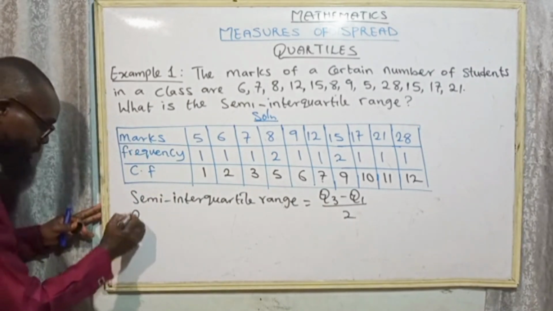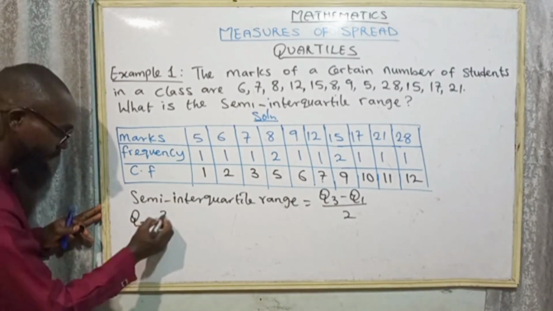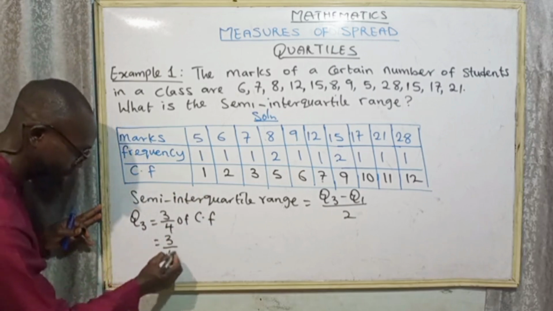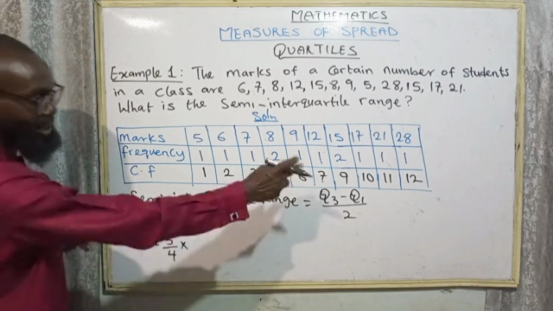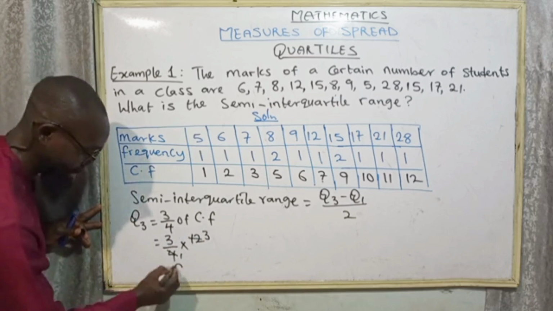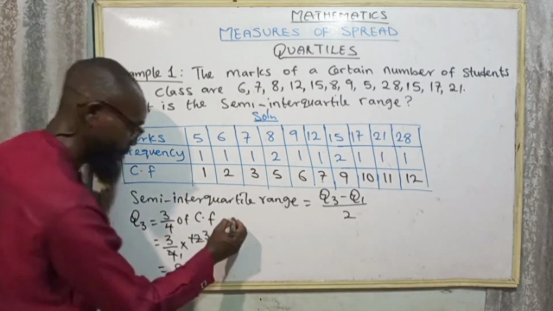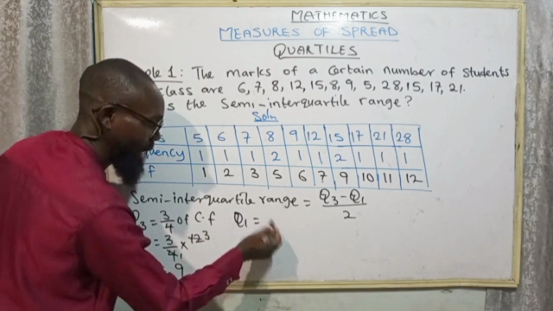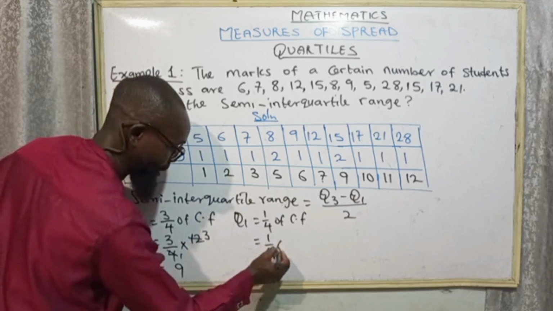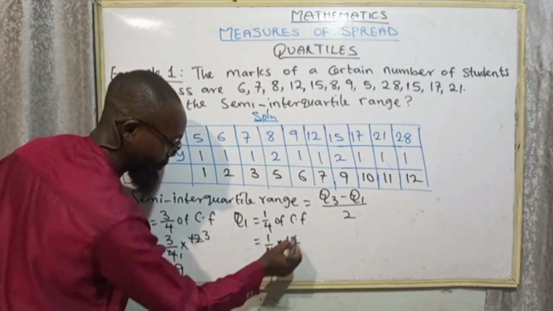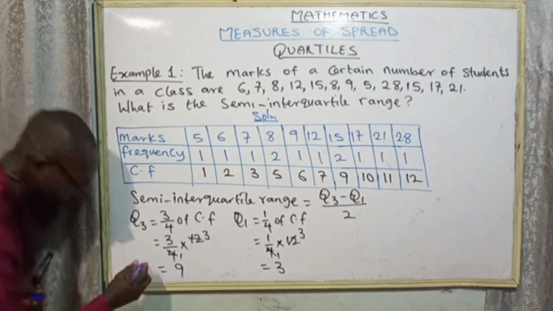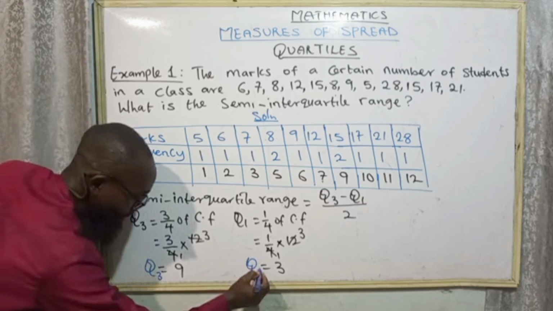Okay? Q3 equals 3 over 4 of cumulative frequency. That is 3 over 4 multiplied by our cumulative frequency, which is 12. 4 here 1, 4 here 3. 3 times 3 we have what? 9. We've gotten that. Then our Q1 equals 1 over 4 of cumulative frequency. 1 over 4 multiplied by 12. 4 here 1, 4 here 3. 3 times 1 we have what? 3. We've gotten our Q3 to be 9, our Q1 to be 3.